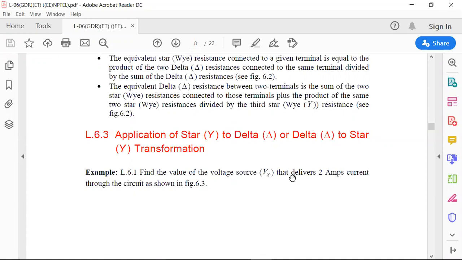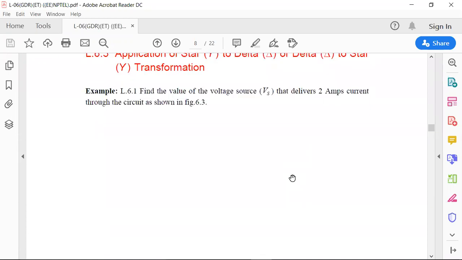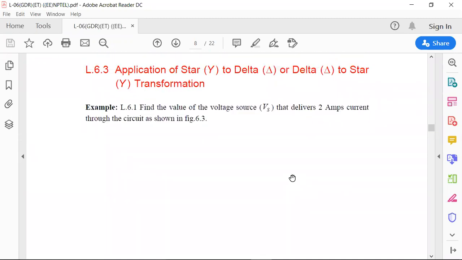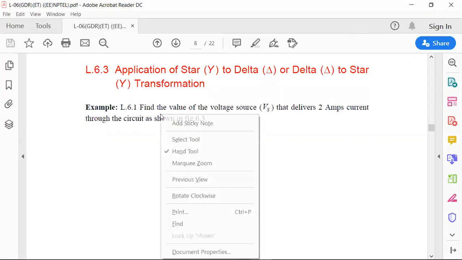I took them from the net. Just follow my PDF, then we will solve a few problems based on the examples. Let me move to the first problem.